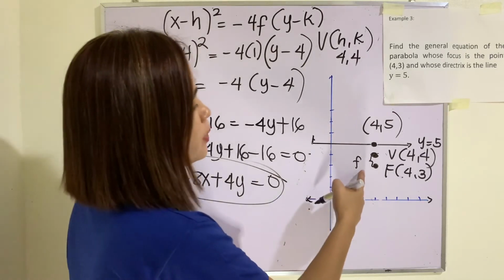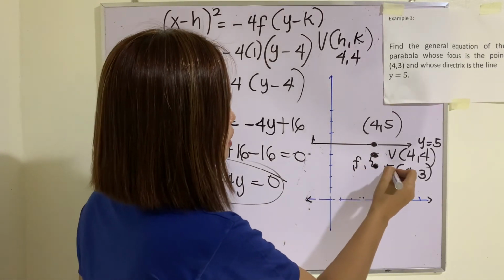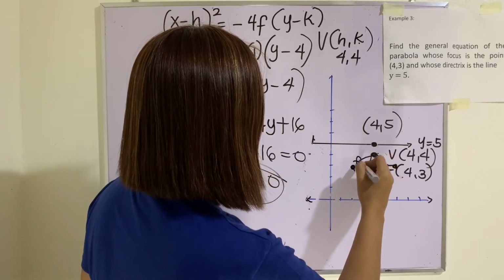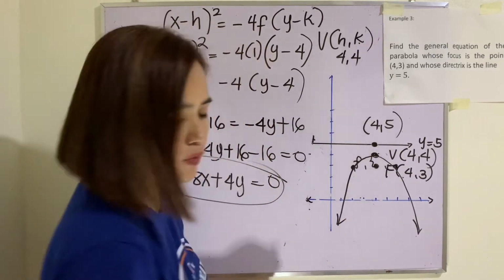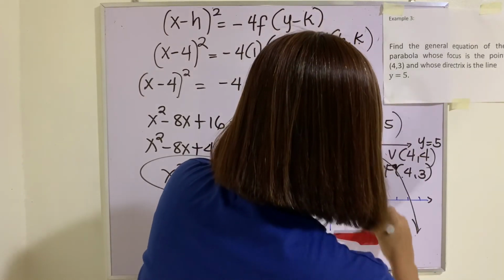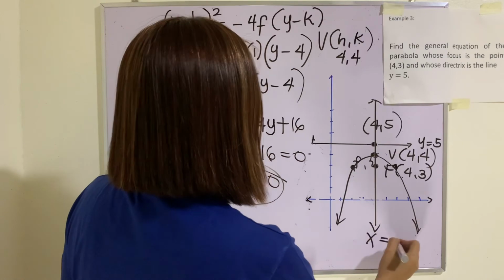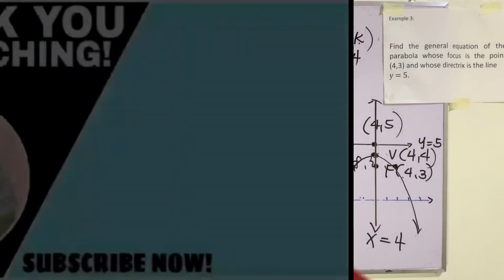If we'll draw the parabola, 4f is equal to 4. So 1, 2, 1, 2. This one is the parabola. And of course, this one is your principal axis. The principal axis is, of course, x equal to 4. That's it.